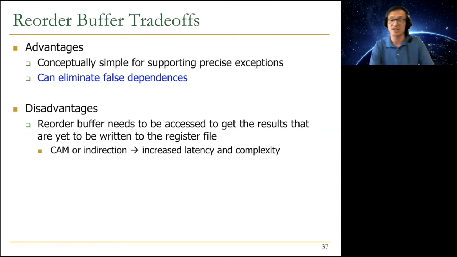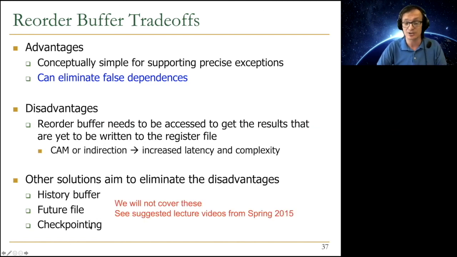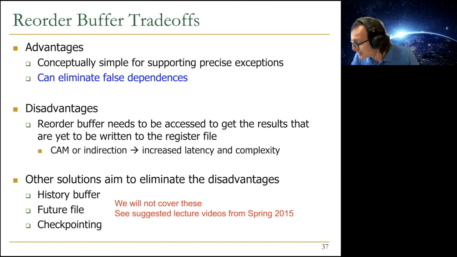The disadvantages, of course, are that the reorder buffer needs to be accessed to get the results that are yet to be written to the register file, right? And this leads to either a content addressable memory, which we said is a bad idea, or indirection. Regardless, it leads to increased latency and complexity, but indirection is at least easier to handle, whereas content addressable memory, as we discussed, is a lot of searches. But there are other solutions that aim to eliminate the disadvantages of the reorder buffer, like the history buffer, future file, and checkpointing, which we're not going to talk about, but see the suggested lecture videos from 2015, as I will point soon. Let me actually handle some questions very quickly.